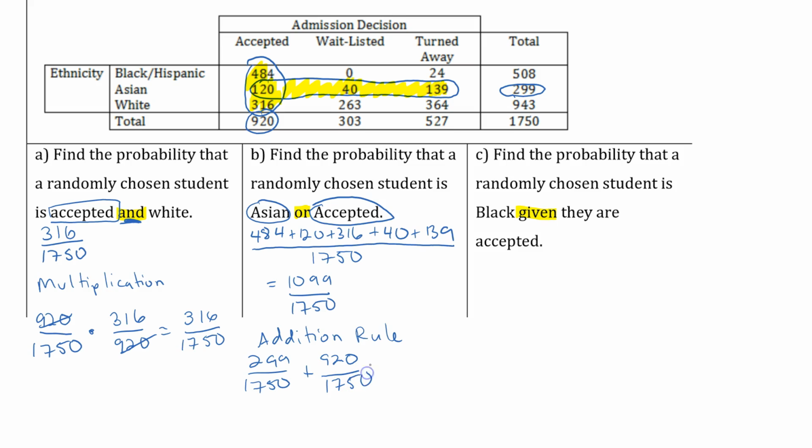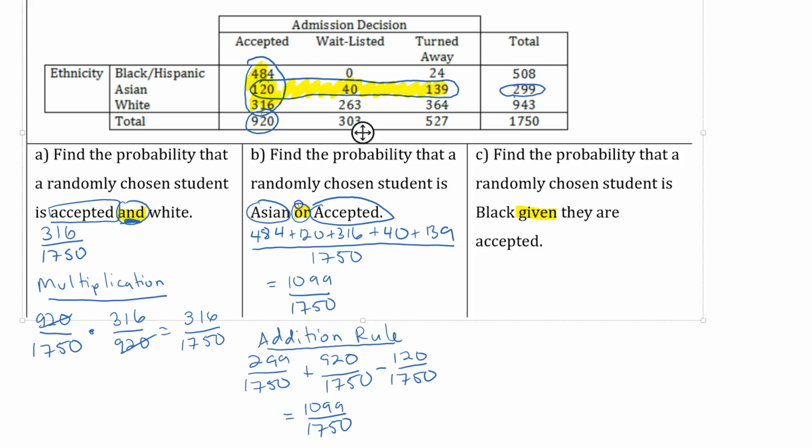But again, if we add those two numbers, you're going to see we get something higher than 1,099. And why is that? It's because these 120 that's in both groups is added to this number and also to this number. So what we need to do is subtract it once, so that way it adds up. And if we go through that addition and subtraction, you'll see we get the same exact answer. 1,099 out of 1,750. So again, multiplication rule goes with the and. The addition rule goes with the or. So which one is faster? It's up to you, whichever one you choose.